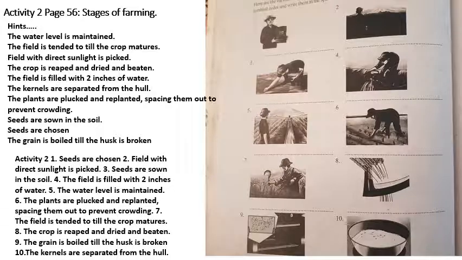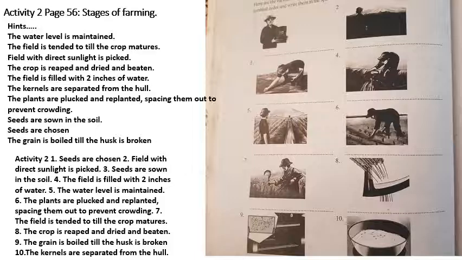This is the correct order. Number 1, seeds are chosen. ആദ്യം seed select ചെയ്യുന്നു. Second, field with direct sunlight is picked. Second, you choose a field. Number 3, seeds are sown in the soil. വിത്ത് വിതയ്ക്കുന്നു. Seeds are sown in the field. Next one, field is filled with 2 inches of water. So this is about cultivating rice. The field has to be filled with water, filled with 2 inches of water.